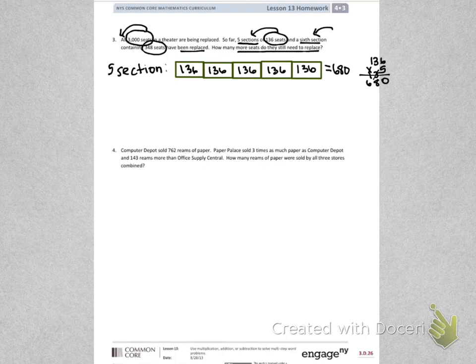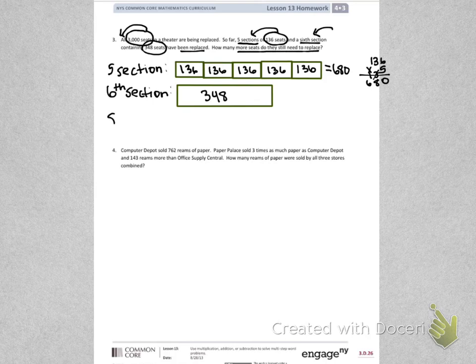What else do I know? I know that there's a 6th section. And it represents 348 seats. That one's pretty big. It's going to be around that. 348 seats. We still need to replace a bunch of seats.